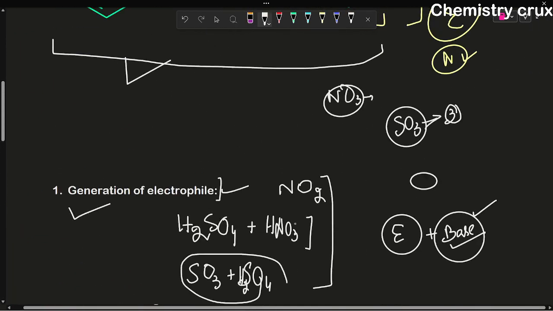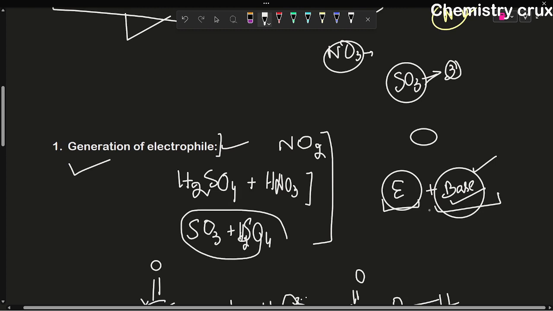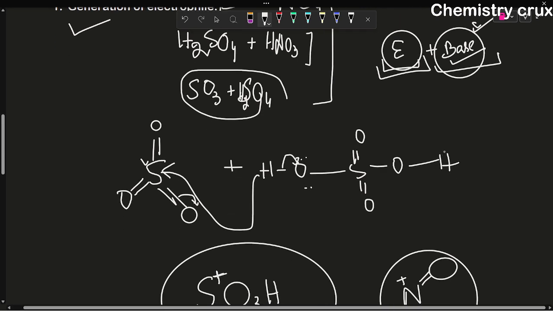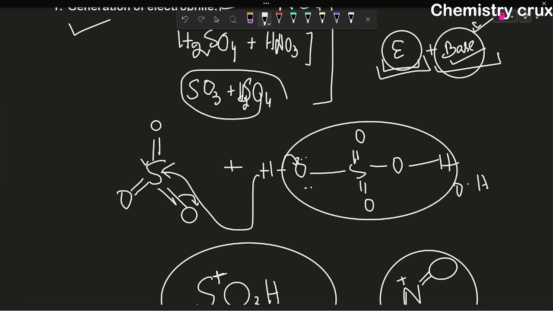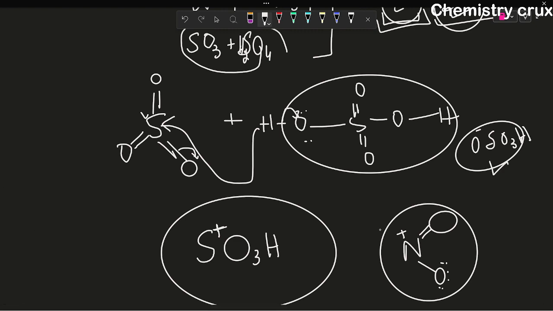I told you in the first step that an electrophile and a base are generated, that is, in the generation of the electrophile. This electrophile goes into the reaction, and this base, for example in the case of sulfonation, will be this: O negative SO3H. This will be the base in the case of sulfonation. In the case of nitration, we will have the same base actually. All right, and other reactions will have different bases.